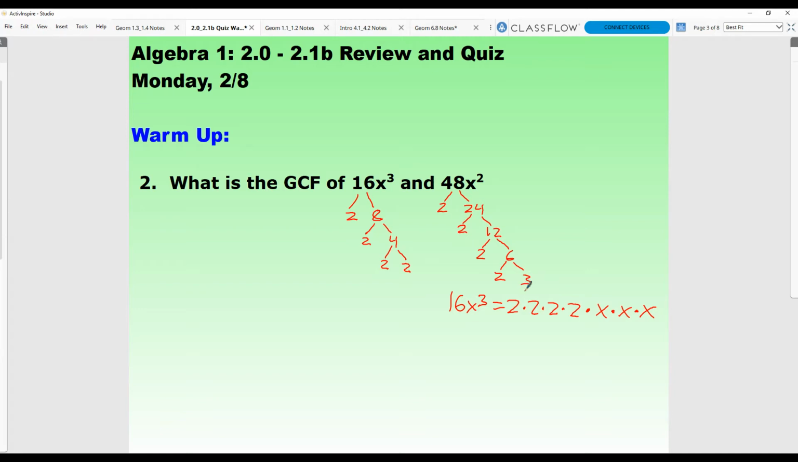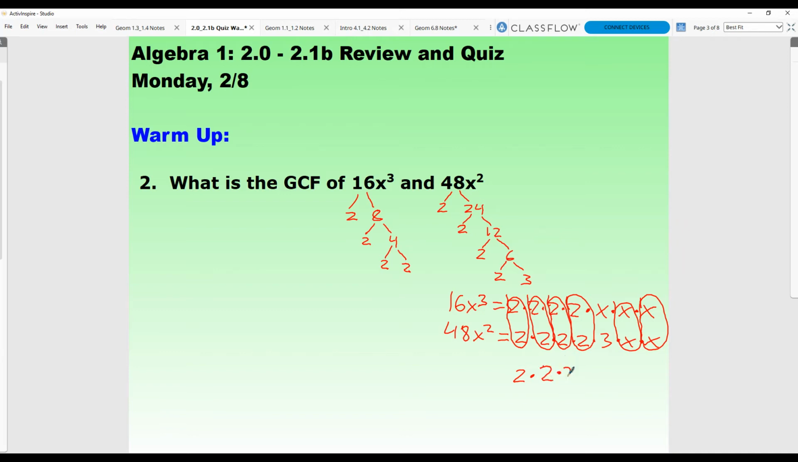All right, so now if I take and write that out, 48x² is equal to 2 times 2 times 2 times 2 times 3 times x times x. All right, so there's all our prime factors for 48x². All right, now we circle what's in common. So I have one set of 2's, another set of 2's, a third set of 2's, and a fourth set of 2's. And I also have 2 sets of x's in common. Okay, so for each pair of numbers, I would pull a number out.